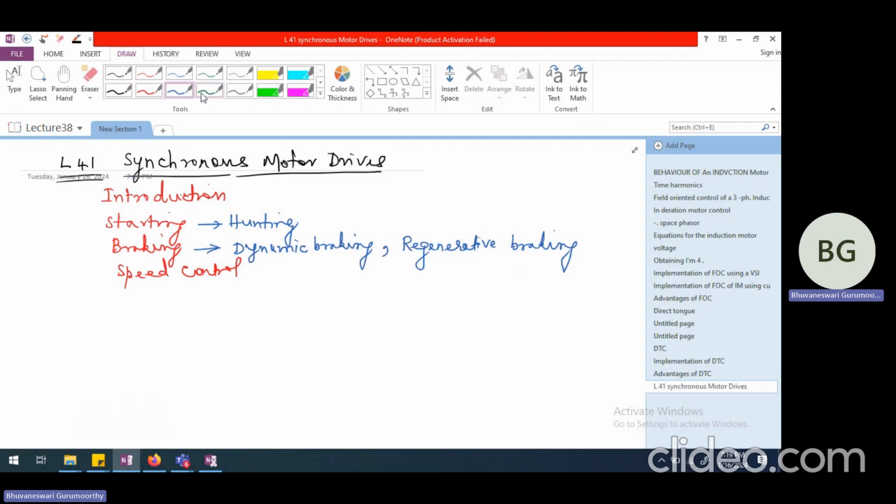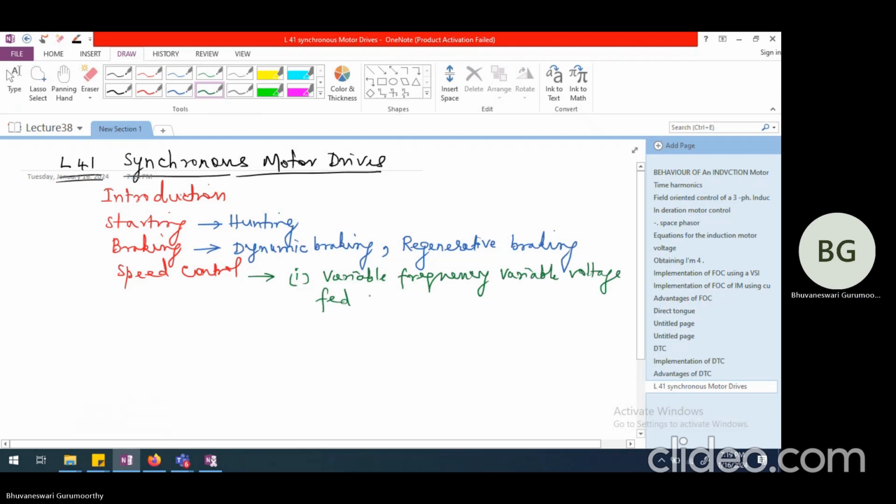And speed control, we will mainly be looking at two different methods of speed control. One is variable frequency power supply. So variable frequency, variable voltage fed synchronous motor. So that means this is going to be VSI fed synchronous motor drive. So this generally is called as true synchronous mode. So the frequency is going to set exactly what is going to be the running speed of the synchronous motor drive. So this is generally known as true synchronous mode.